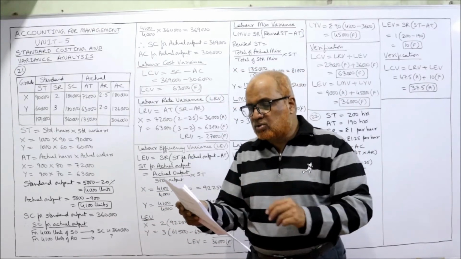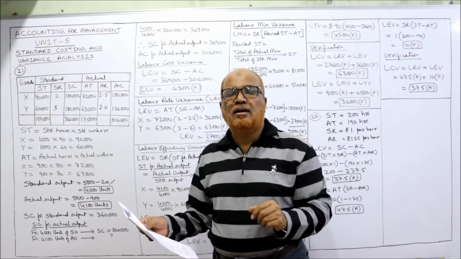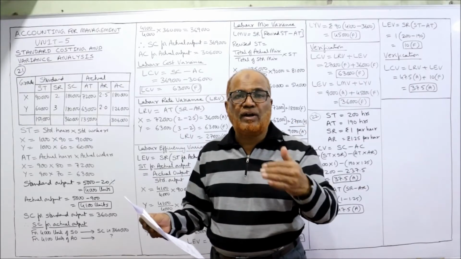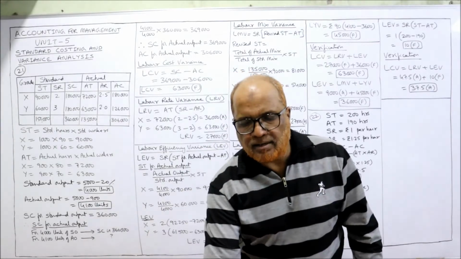Whereas actual loss was only 900 units. Out of 5000 units introduced, 900 units are lost. So 4100 units is the actual output. So how to proceed in calculating the labor variances?